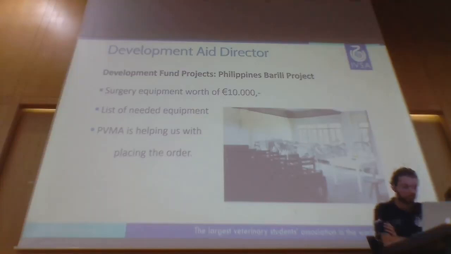The university over there is solely depending on government funds, and the government isn't very rich, so they don't have the equipment that, at least most of us, do have in surgery rooms and so on. So we're now making up the list of equipment, and we're also in contact with a company.